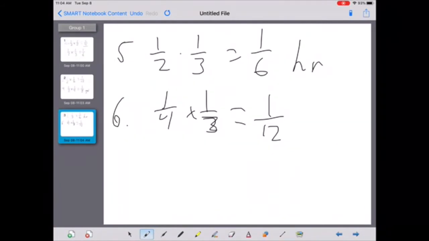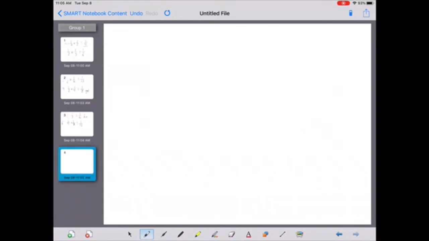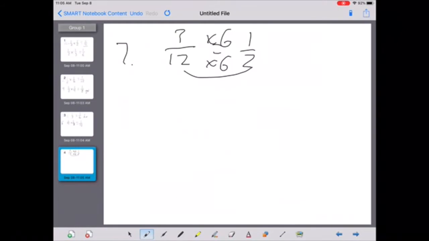1/12 of the pizza. Number 7, how many 12ths equal 1/2? Okay, guys, here's the new one. So it looks like this. How many 12ths, I don't know how many 12ths, equal 1/2? What I ask myself is, how did I get from 2 to 12? I multiplied by 6. If I multiply by 6 on the bottom, I have to multiply by 6 on the top so they stay the same. 1 times 6 equals 6. So the question is, how many 12ths equal 1/2? 6 12ths. If you would reduce 6 12ths, you would get 1/2.